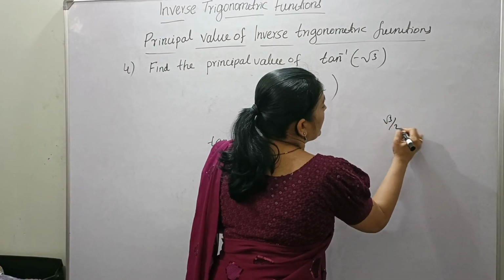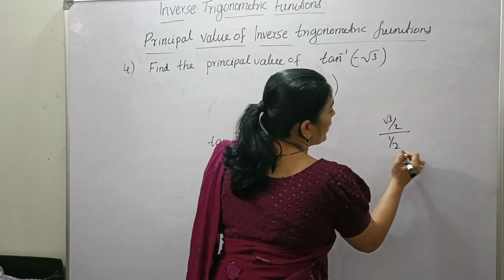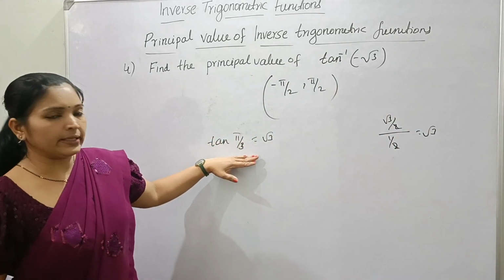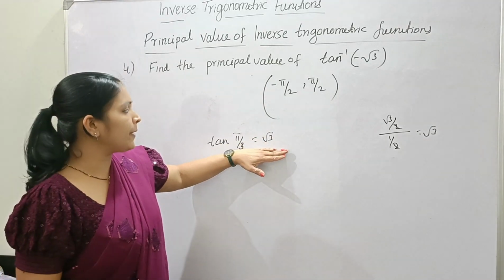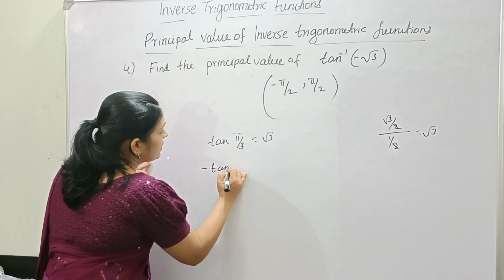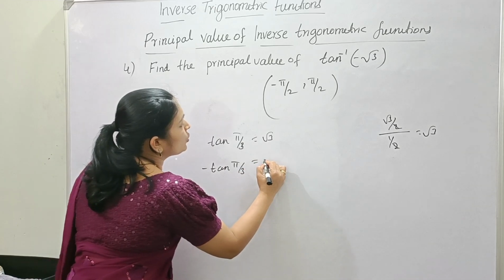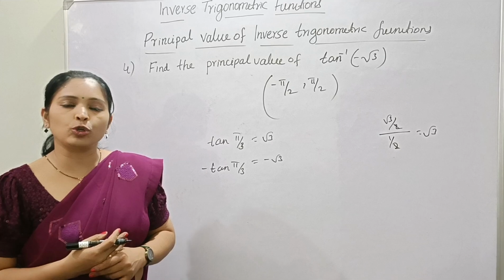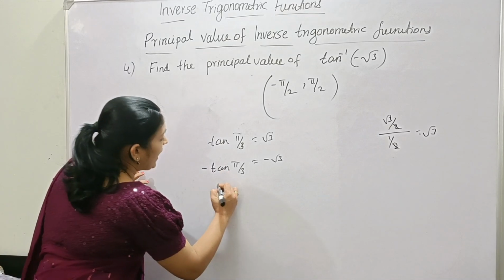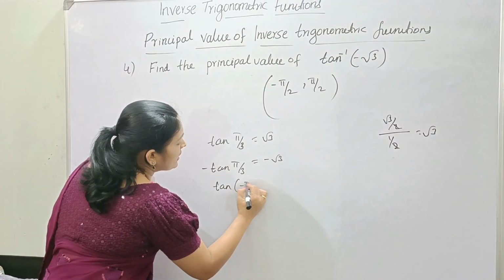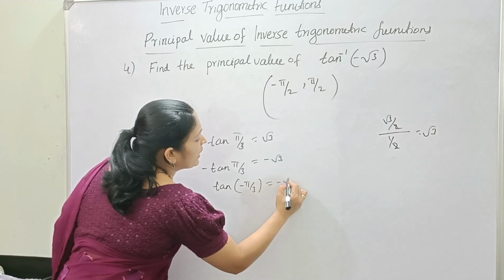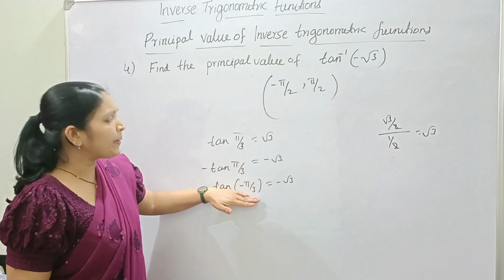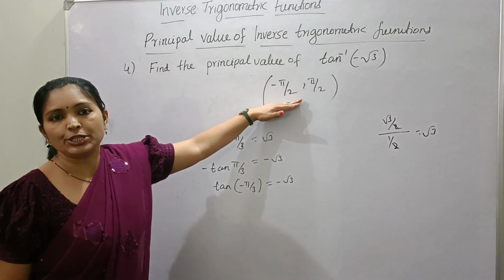Sin 60 is root 3 by 2. Cos 60 is 1 by 2. 2 cancelled. So root 3. So tan pi by 3, that is tan 60, is root 3. So minus tan pi by 3 is equal to minus root 3. And we have tan of minus theta is equal to minus tan theta, right? So we can write it as tan of minus pi by 3 is equal to minus root 3. And let us check whether minus pi by 3 belongs to this interval.